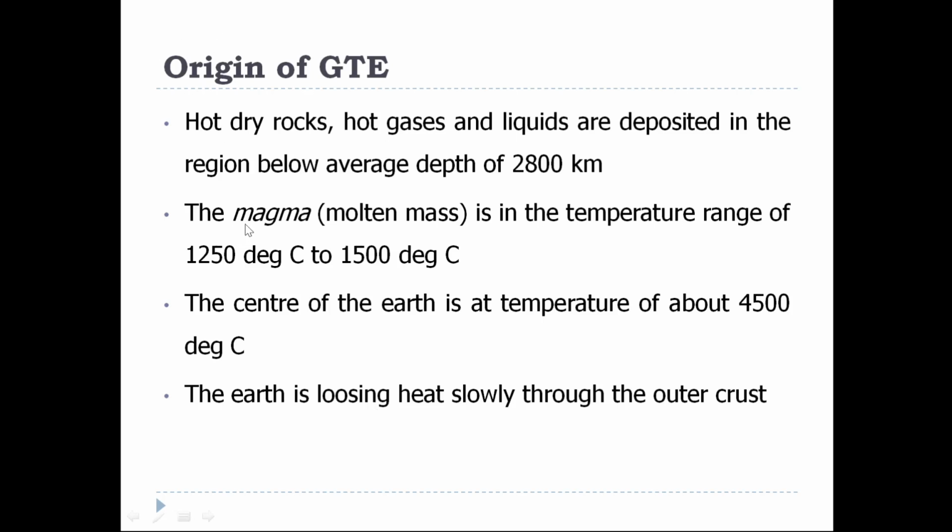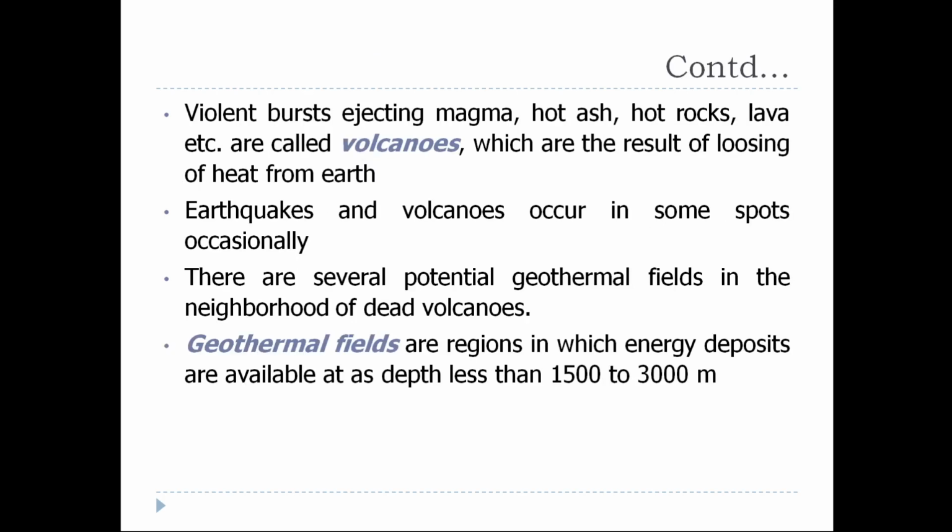The hot dry rocks, HDR in short, hot gases and liquids are deposited in the region below an average depth of around 3000 kilometers. The magma is in the temperature range of 1500 degrees Celsius. The center of the earth, the iron core, is at a temperature of around 4500 degrees Celsius. So these are the structural details of the earth, its temperature gradient, and the temperature levels at different layers.